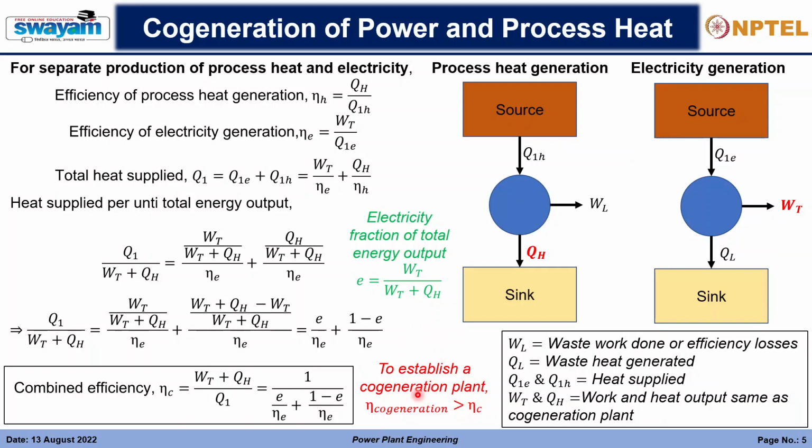But if it is not, suppose I will give you an example. Suppose you need a very small scale, miniaturized power plant, or a miniaturized heat treatment plant, then we may not go for cogeneration. Cogeneration will give us a lot lesser efficiency. So this is the criterion based on which we either go for cogeneration or opt for separate production of process heat and electricity.